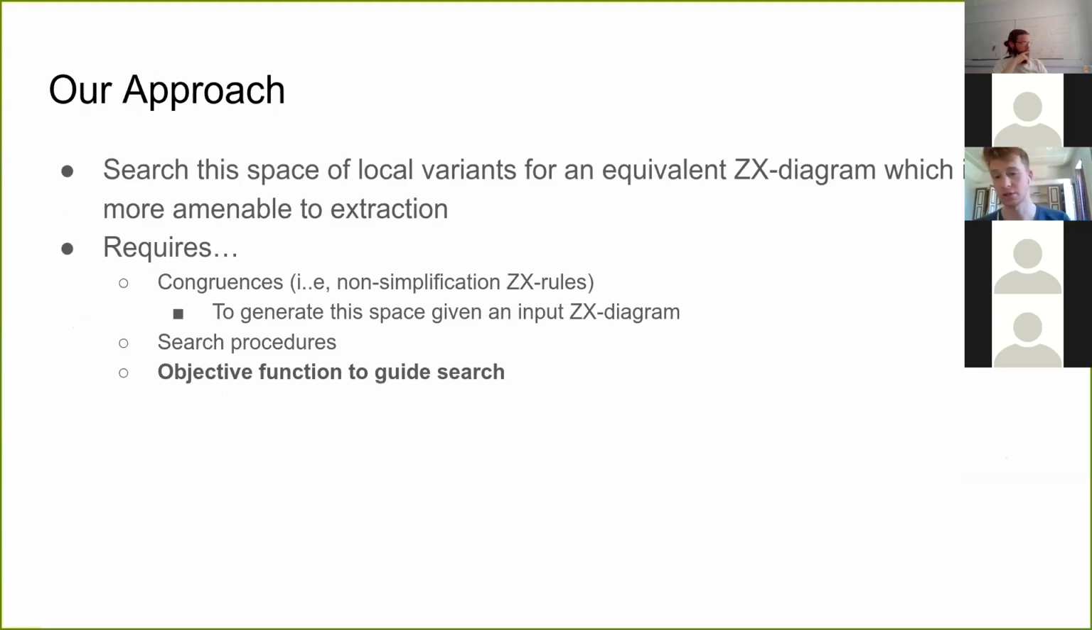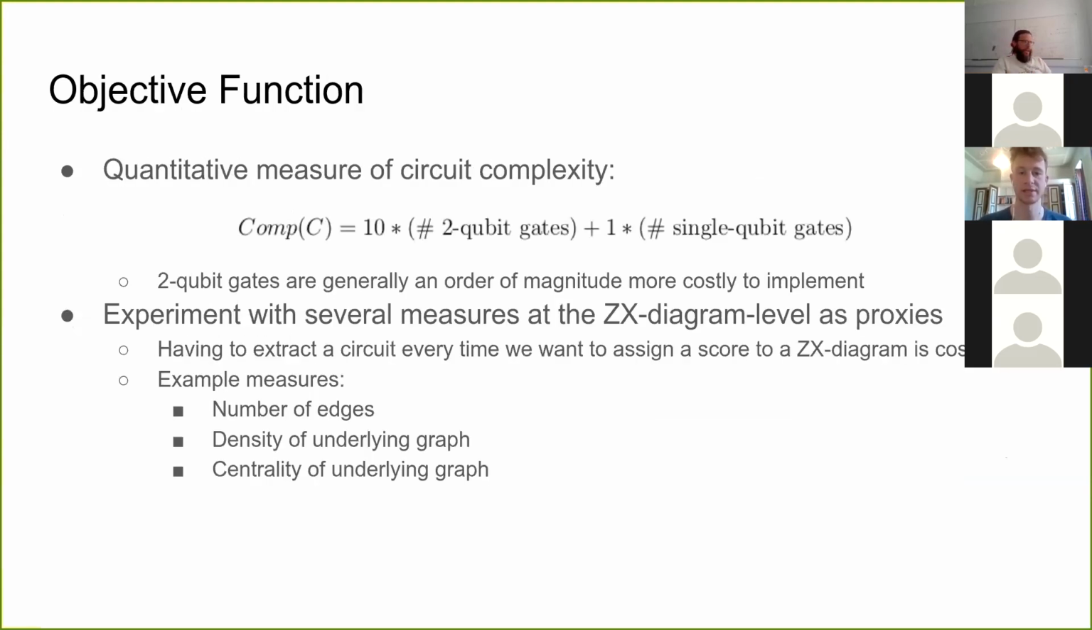Lastly, both of these search procedures require an objective function to guide search, like what is a good ZX diagram. And that is determined by the complexity of the circuit that can be extracted from that diagram. So first we define just an explicit quantitative measure of circuit complexity, and that's 10 times the number of 2 qubit gates plus the number of single qubit gates.